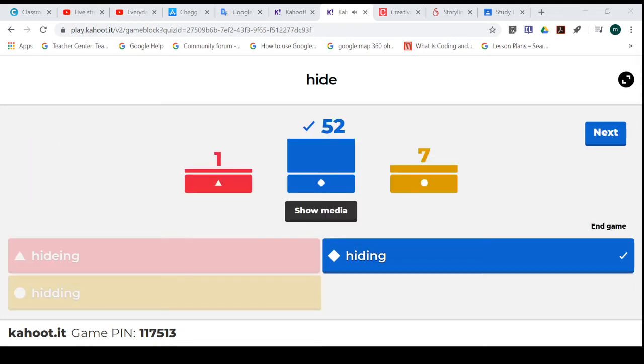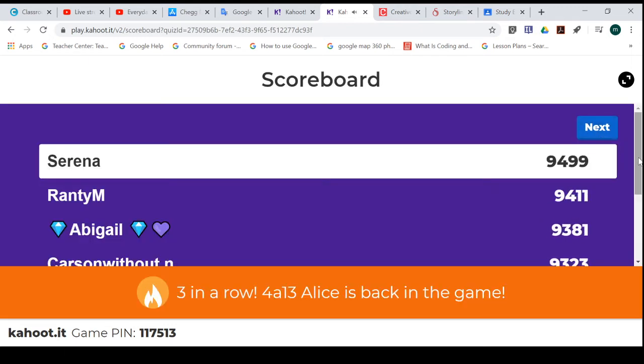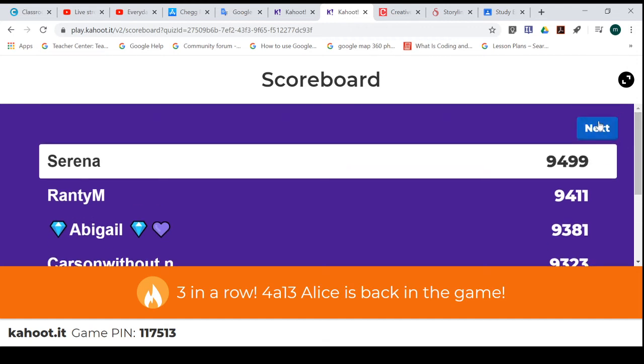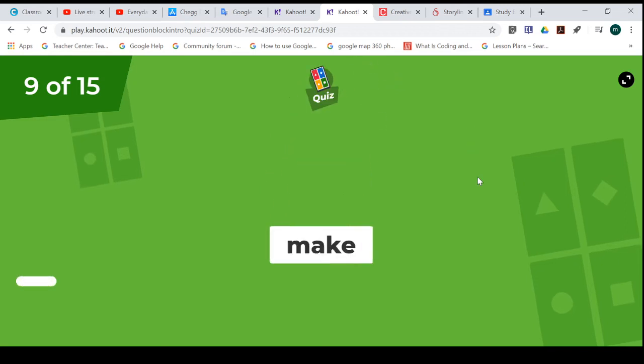Okay. Anyway, guys, the answer, of course, is blue. Drop the E. Minus the E plus ING. That easy rule to remember. Hiding. Right. Any change? Oh, Alex from 1B has now jumped into fifth place. So there's some movement down around fifth place.